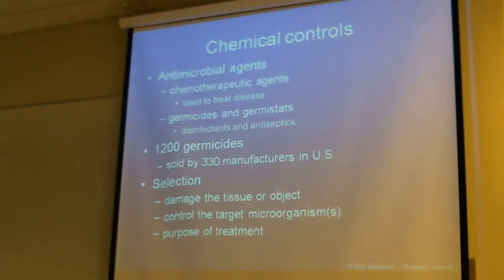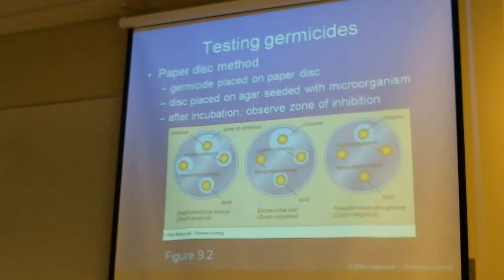The selection, now that particular bullet point is very important because as you're trying to figure out what you're going to use, you have to select the product based on minimizing the amount of damage to the tissue or the object that you are going to target. You also got to consider the microorganism itself.